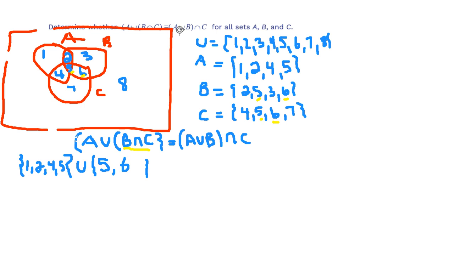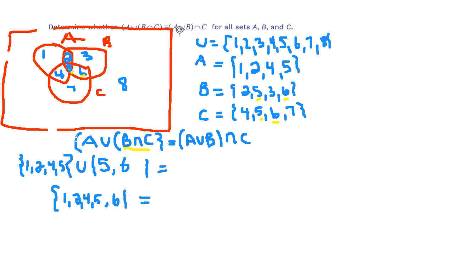Union means put them together. So we have 1, 2, 4, 5, and then 5 and 6. We already have 5, so I just add my 6. And so for the left side, we get 1, 2, 4, 5, and 6. And we want to know if it's the same as the right side. So let's look at the right side now.